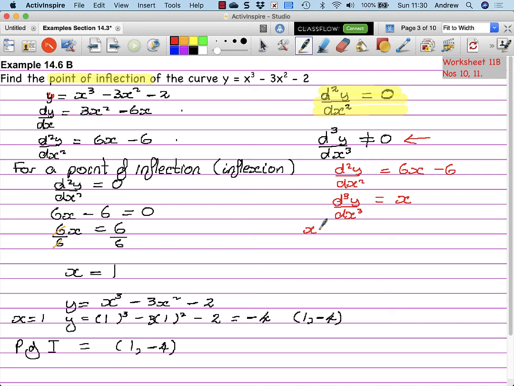So when I substitute x equals 1 in, d3y by dx cubed is equal to 6, which of course is not equal to 0. So it satisfies that university rule. So therefore, this definitely is a point of inflection.